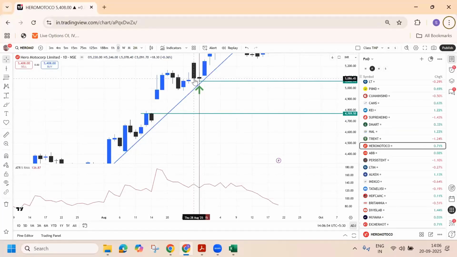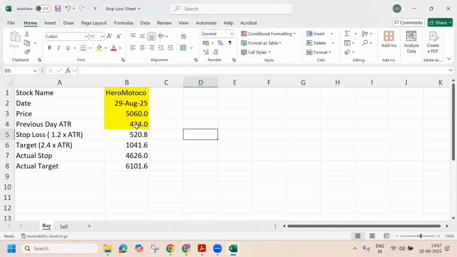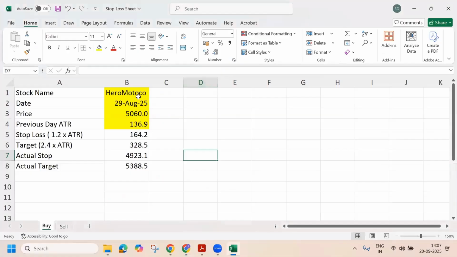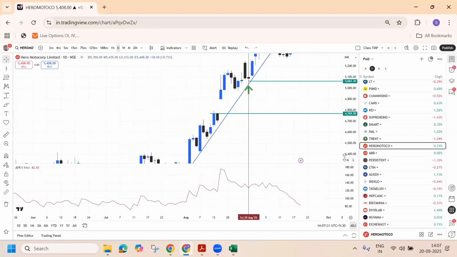The previous candle ATR is this, which is 136.87. I am taking the previous candle's ATR into account. Now, what I have seen, and I will show you, is that in any stock there are natural pullbacks.